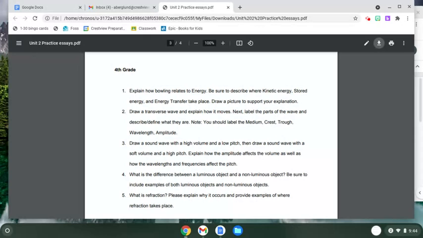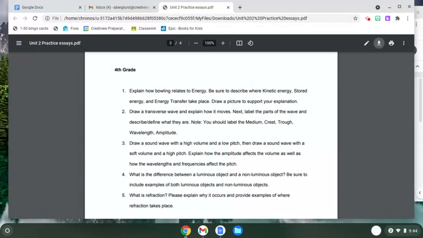Okay, so we've done this before, but now I want you to really be specific. How is energy used in bowling? So in your response, you need to explain where kinetic energy takes place. Where is stored energy happening? Where does energy transfer take place? There are multiple instances for kinetic, stored, and energy transfer in the bowling process. I want you to be as specific as possible when describing that. And then please draw a picture that supports and models your response.